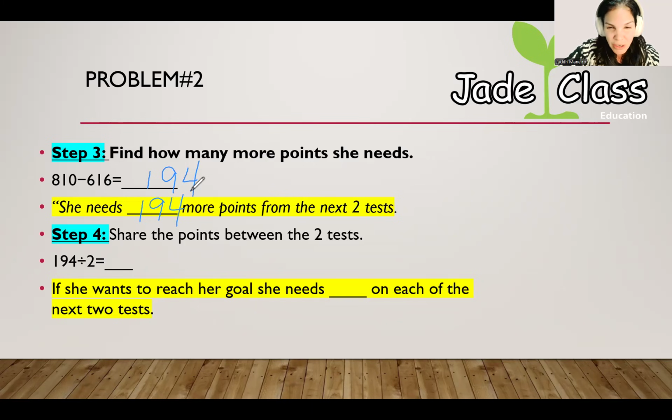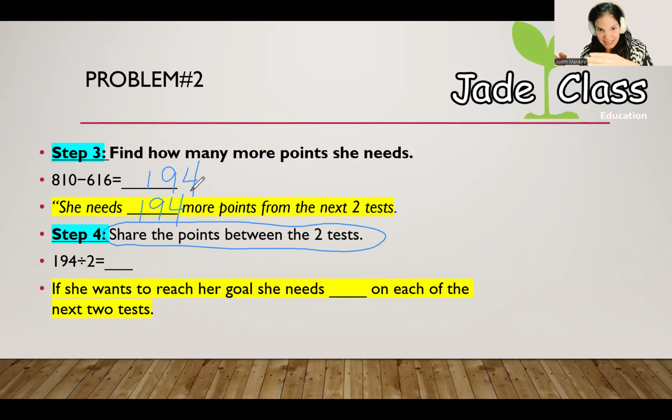And now we're going to share the points between the 2 tests to see how much it is to get on each test. 194, we're going to divide it into 2, because that's how many more tests she has to take. And we need to see how many points she needs to get on each test. So 194 divided into 2. Go ahead and calculate that.